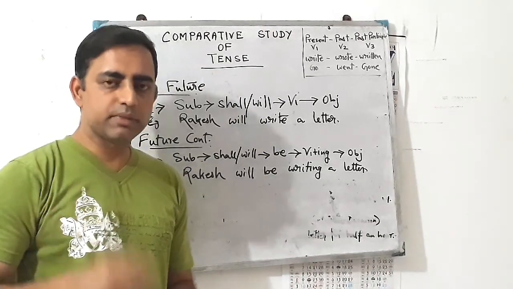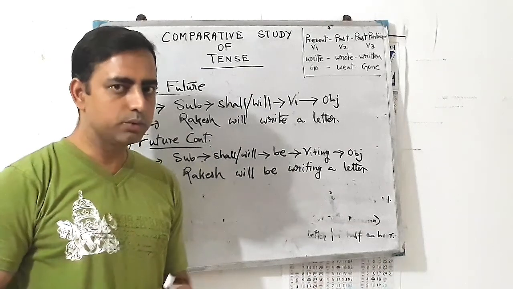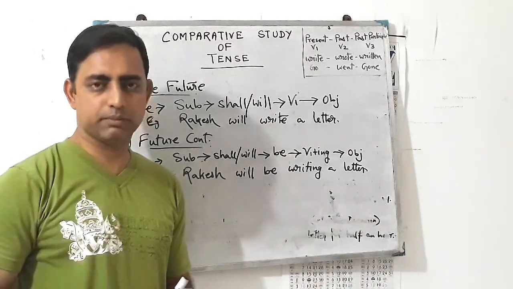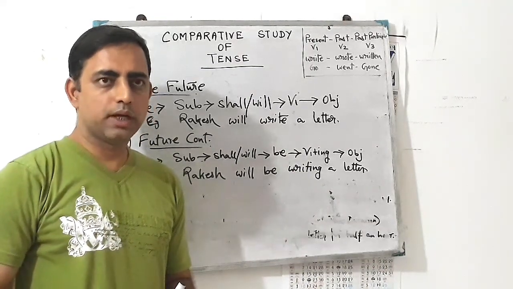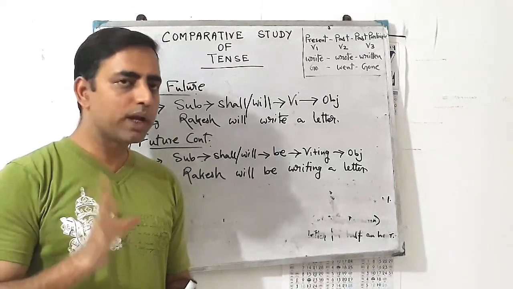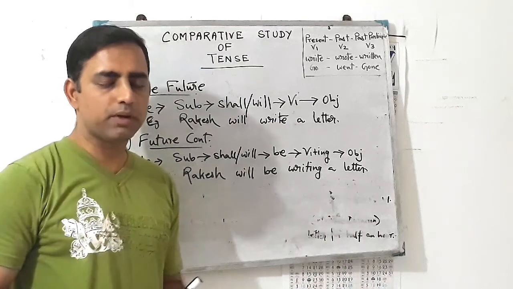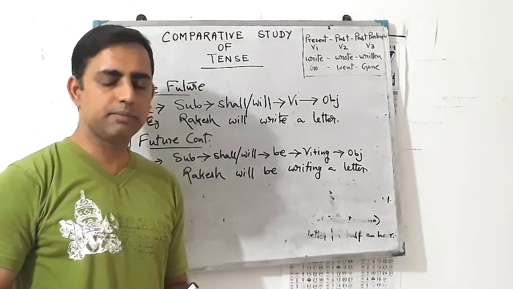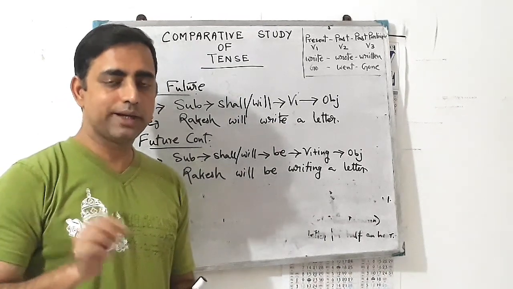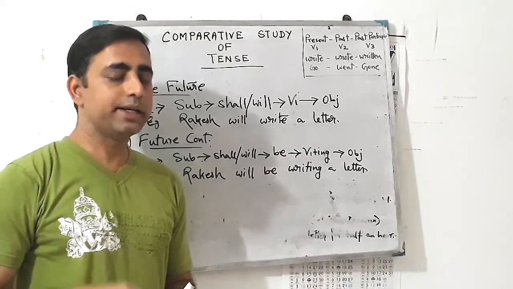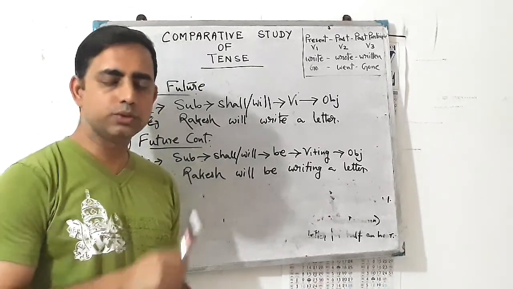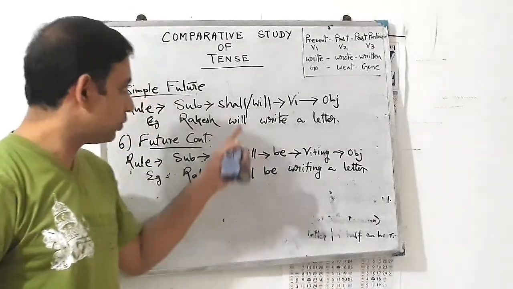Now one last word I want to say to you: as you know, in mathematics there are formulas and rules. Grammar is also a kind of mathematics, and you need to memorize these rules properly. If you can't memorize these rules properly, it will be difficult for you to write correct sentences. So I request you to follow the rules and practice them.